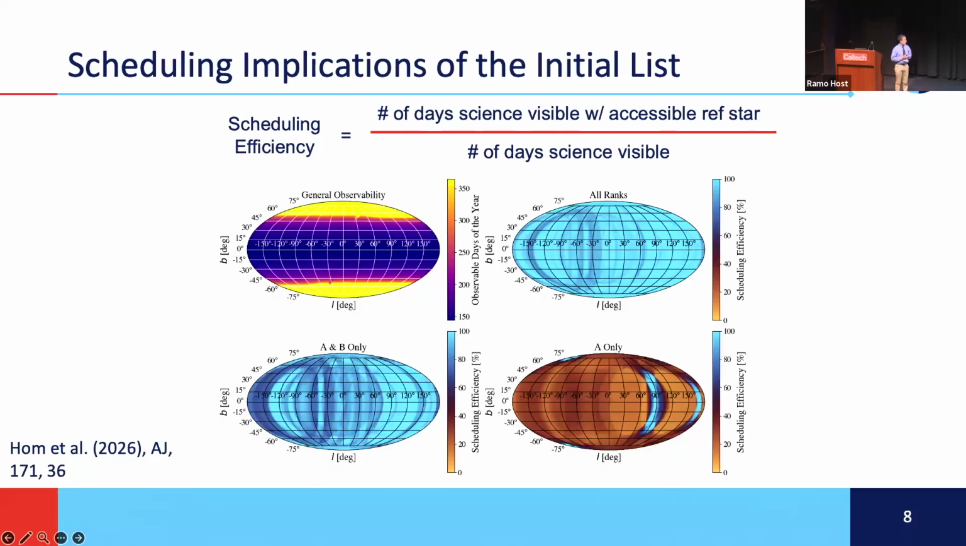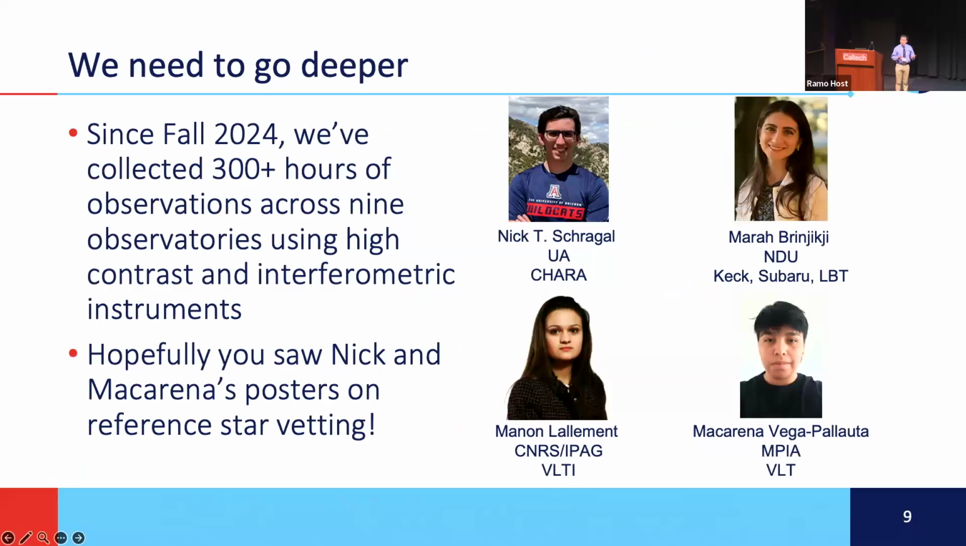So this is great, but as I mentioned before, we really need to go down to the Roman requirement, and the only way we can do that is with ground-based high-contrast imagers and interferometers. Since 2024, we've been amassing all of these observations. We've collected about 300 plus, I think it's actually up to 400 plus hours now, of ground-based observing time across several observatories, across several instruments.